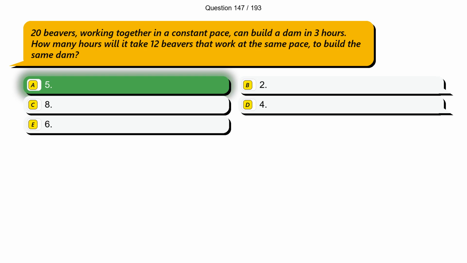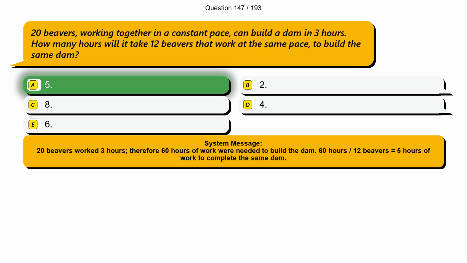The correct answer is option A, 5. 20 beavers worked 3 hours, therefore 60 hours of work were needed to build the dam. 60 hours / 12 beavers equals 5 hours of work to complete the same dam.